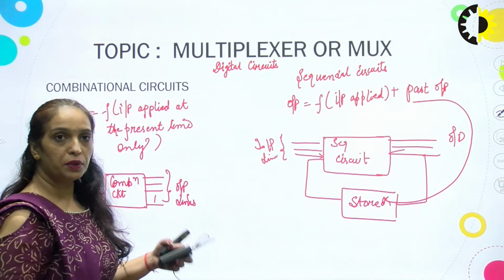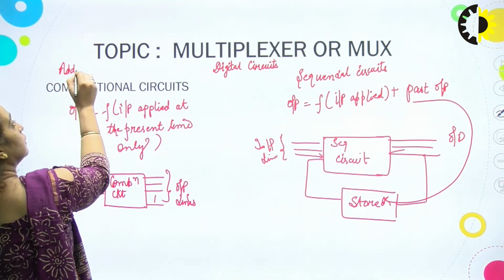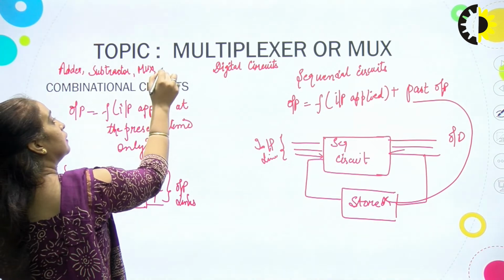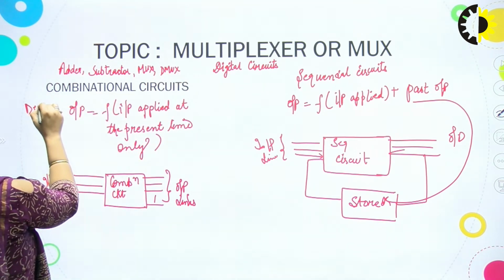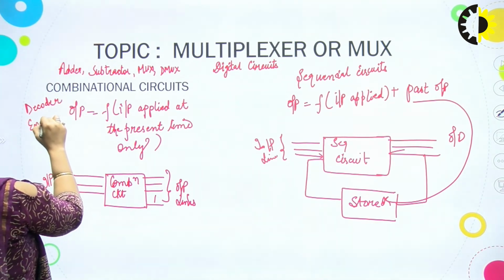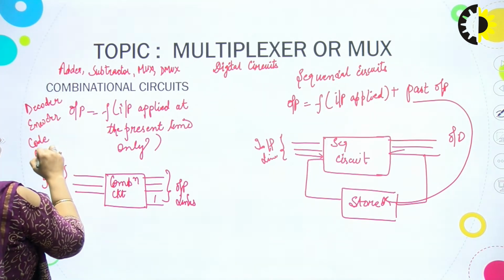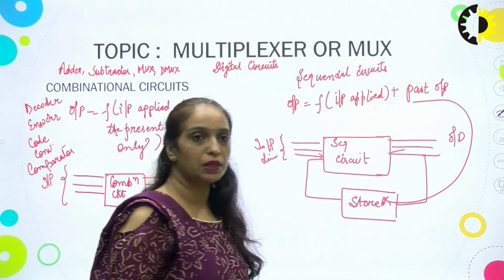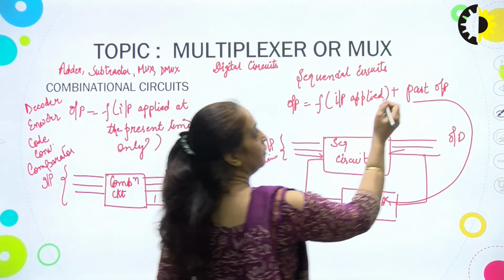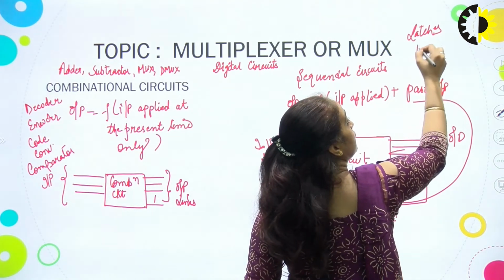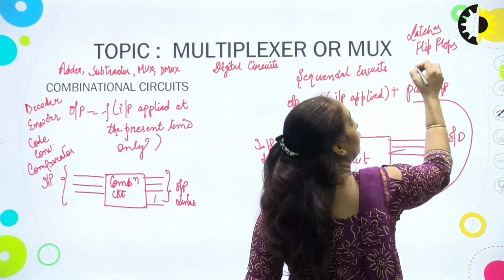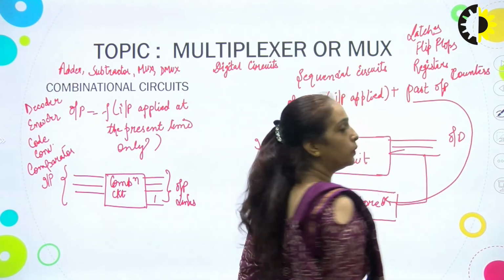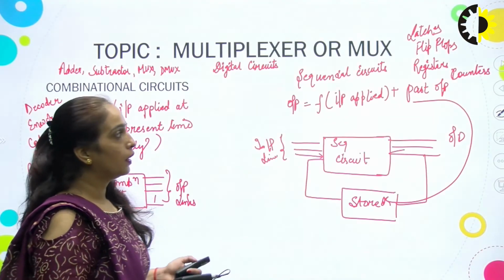So some examples of these combinational circuits are adder, subtractor, MUX, multiplexer, demultiplexer, decoder, encoder, code converters, comparator. Okay, so these are some examples of the combinational circuit. And under sequential circuit, we have latches, flip-flops, registers, counters, and so many things under this sequential circuit.